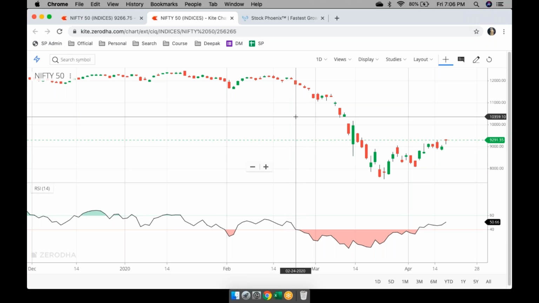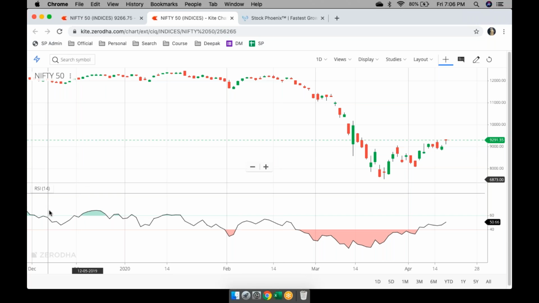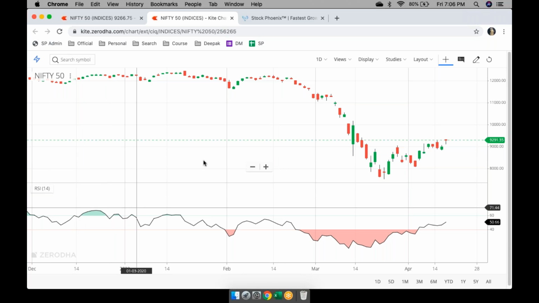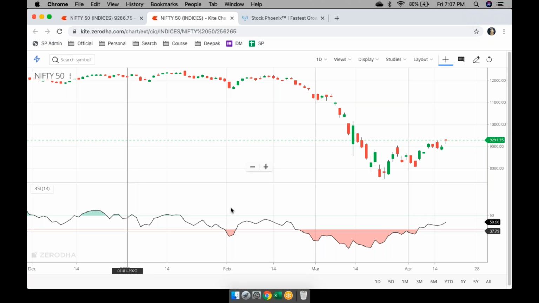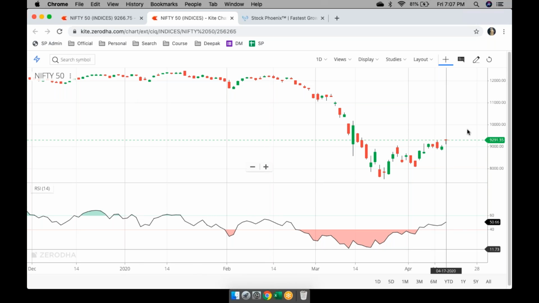Now, before entering into RSI, why I told you about the overlays and underlays is because, whatever the indicators, I don't know how others are using them. I don't know how other institutes or other traders are using them. So what we do is, we use this indicator in a completely different way.